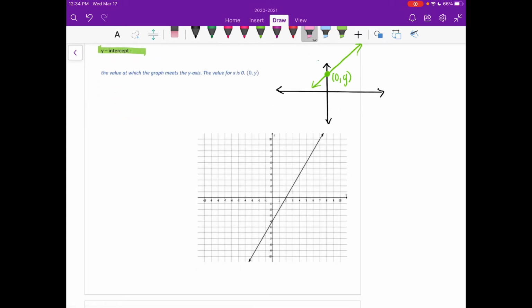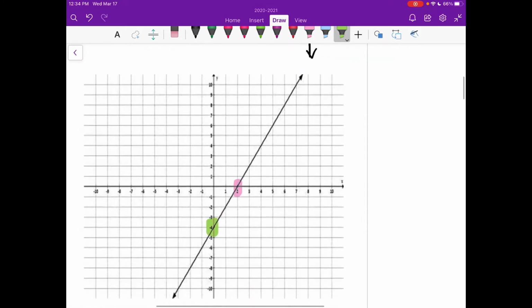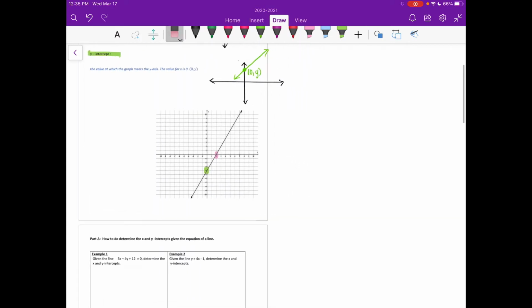Your y-intercept, or sorry, when y is equal to 0, your x-intercept is going to be right here. And your y-intercept is going to be right here when x is equal to 0. So how I like to remember these is your y-intercept is when x is equal to 0. So it's the opposite. Right? So you'll notice right here, x is 0, but you have a y value. And then your x-intercept is when y is equal to 0, but you have an x value, right? So it's just the opposite. And that's going to be important to remember.